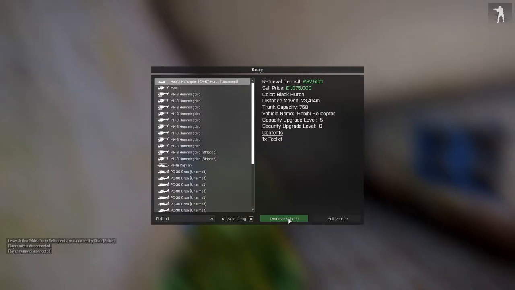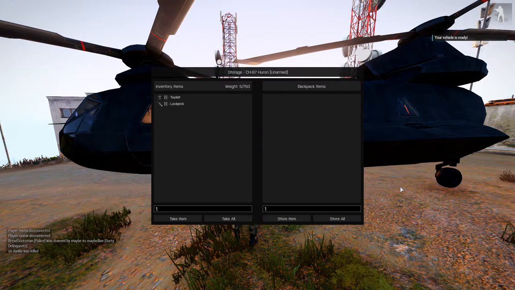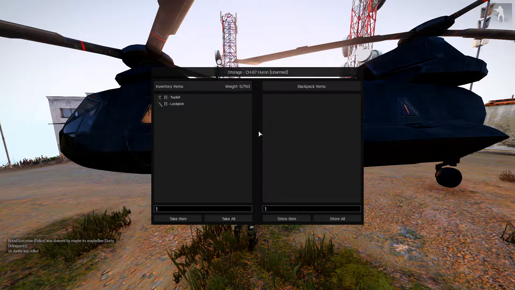So let's pull the Huron out. Its retrieval price is 62,500. It can fit 750 in. This is fully upgraded, so I'm going to be showing you the maximum amount of money you can make from doing this run. So then you have a rough idea of what you can make.